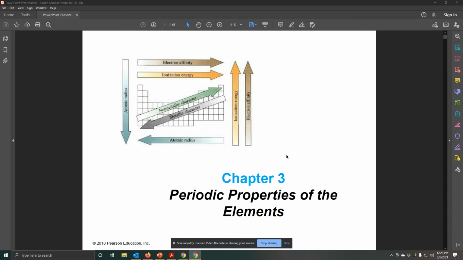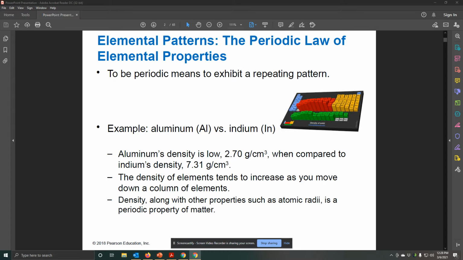All right, so let's talk about the periodic table a little bit, where its development came from. The periodic table is actually systematically set up. There are elements that are in the same groups and the same periods. There are repeating patterns in both of those things.